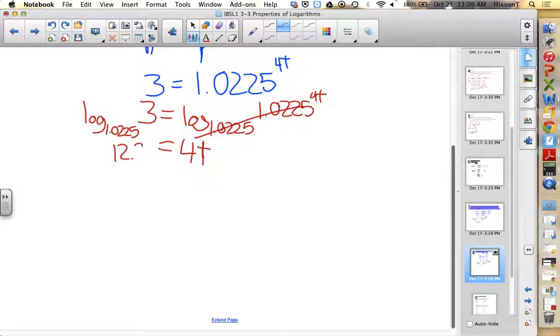12.34 is equal to t. Is it 49.37? Yeah. Okay, and then, sorry, you got 12.34 for t. So a little over 12 and a third years, so about 12 years, 4 months. That's how long it's going to take for our money to triple.